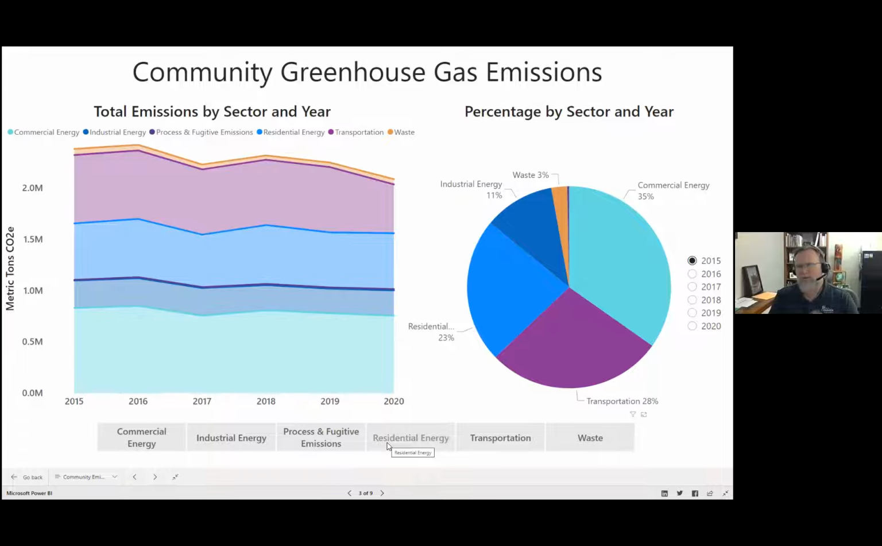Process and fugitive emissions is a byproduct of transportation of natural gas. So it assumes, I think it's a 0.3% leakage along the pipeline and in transfer and use of the gas. That's not reflected in the utility usage.